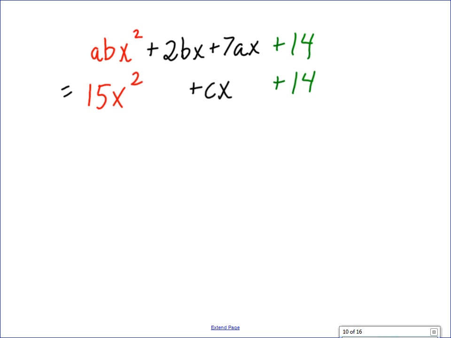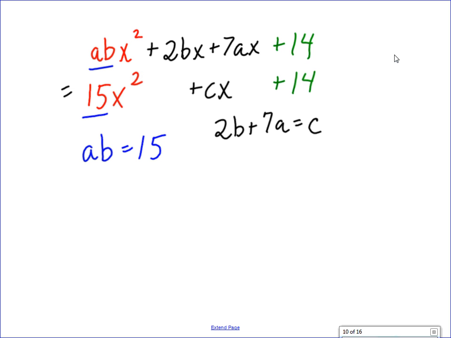There's a strategy. One clue to why it always works is that they say this works for all values of x. So you could plug in an x value, but really it's not necessary. What's always going to work for this kind of problem is that your term with x squared is going to be the same in each expression. So we can infer that ab equals 15. We can also infer, which we'll use later, that 2b plus 7a equals c. Basically everything with just plain old x is going to be equivalent to whatever in the other expression is with just plain old x.